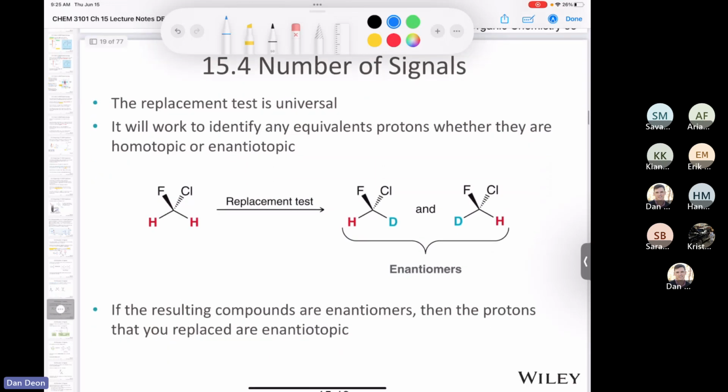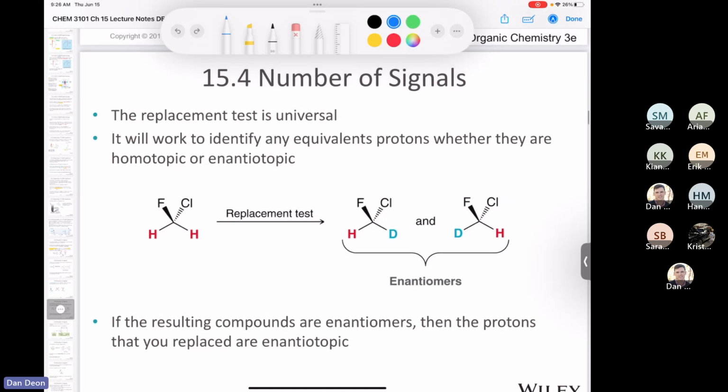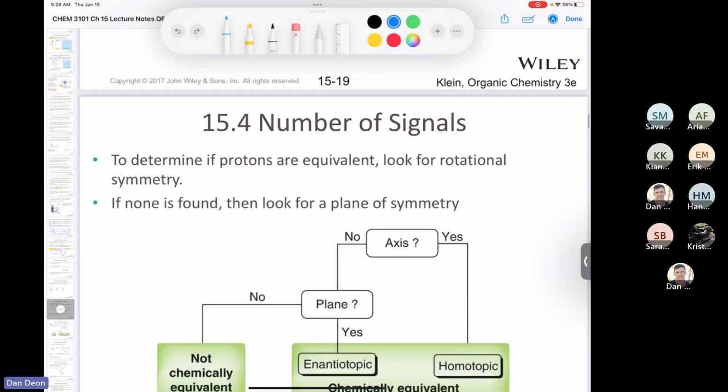So if you are able to determine whether there's a plane of reflection, or I should say a plane of symmetry, in the compound, then you can also do the replacement test. If you do the replacement test, again, replace one hydrogen with a deuterium, and then replace the other hydrogen with a deuterium, and you get a pair of enantiomers, then we say that the two protons are enantiotopic. And so what we're getting at here is if you have protons that are homotopic or enantiotopic, they're chemically equivalent. That means they're going to be in the exact same electronic environment, and they're going to absorb at the same frequency, or they're going to have the exact same chemical shift, is what we would say.